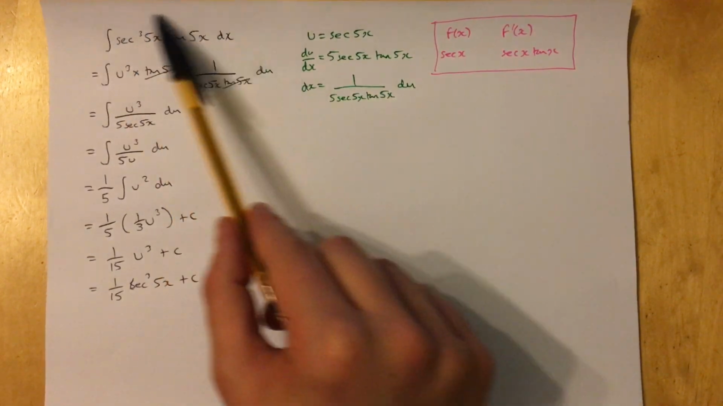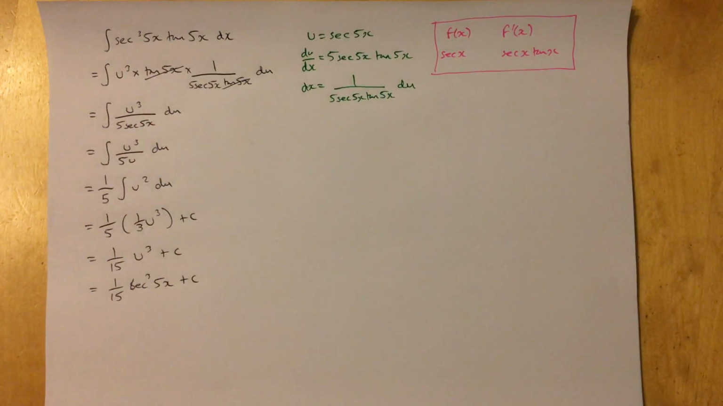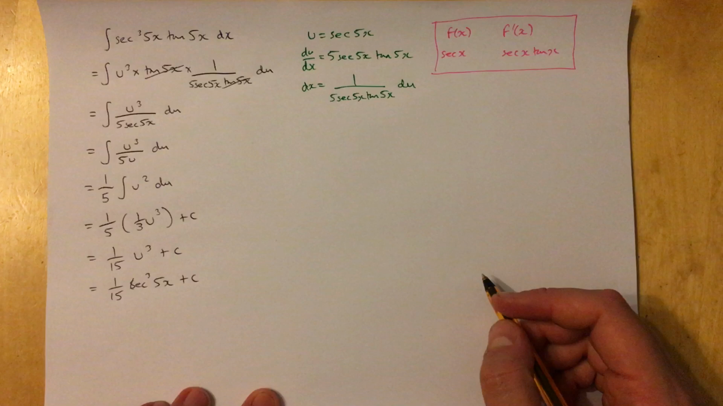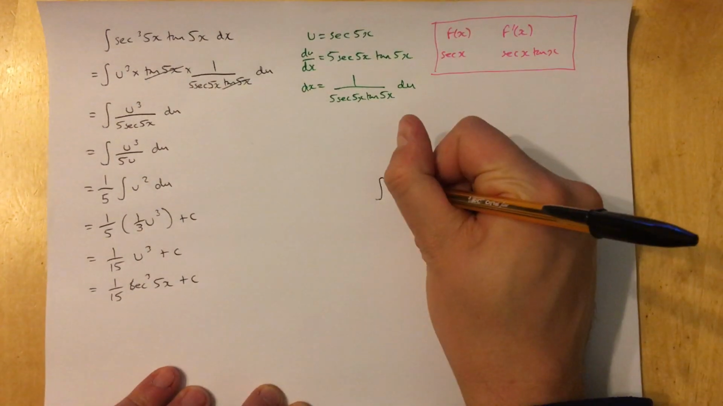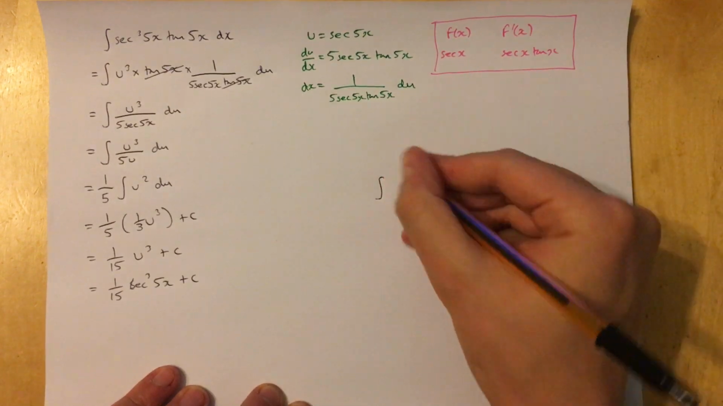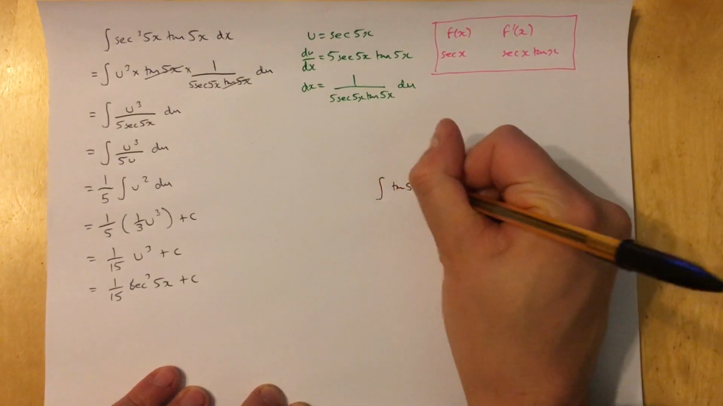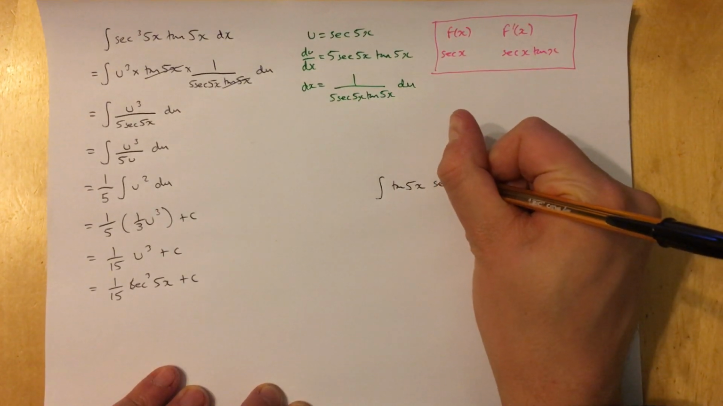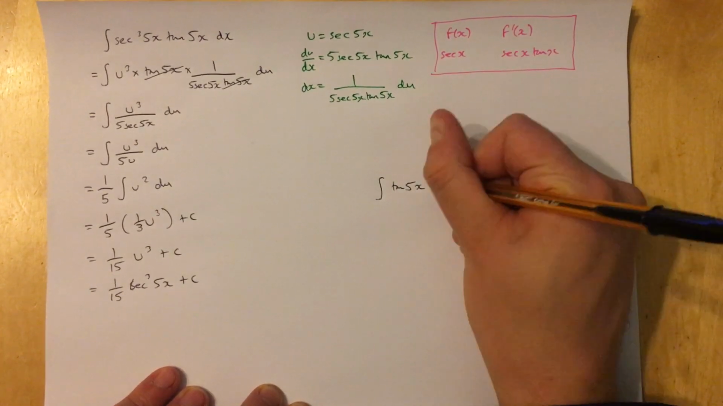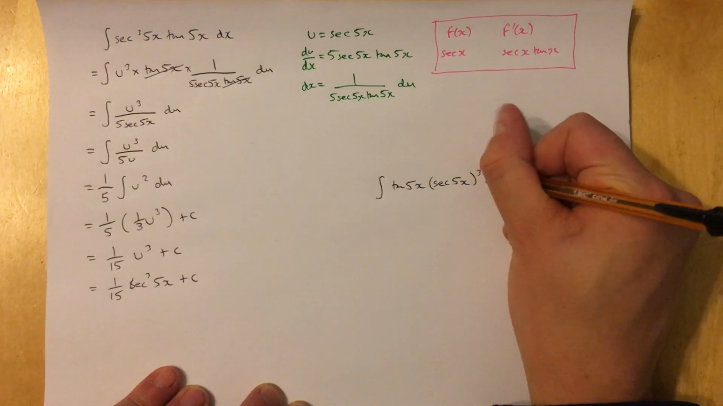Now to do this one by inspection, there is a little bit of a trick to it. So this is just a bit of an aside. If we did want to integrate this one by inspection, we need to use a little trick. Now what I'm going to do is write the tan 5x at the front, and then write the sec 5x all cubed at the back here like this.